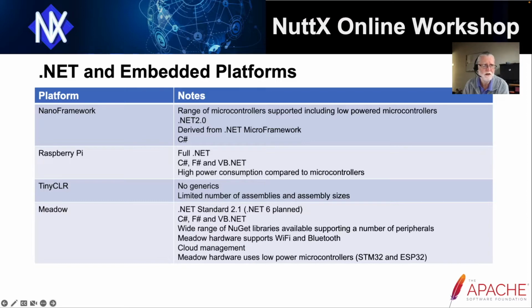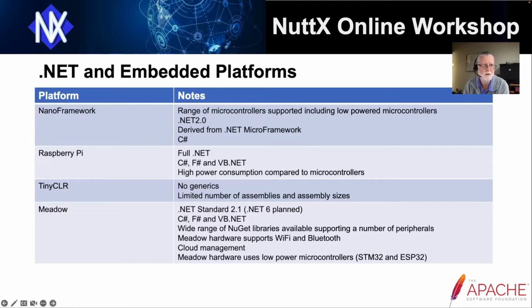Then if we have a look at the Raspberry Pi, so not a microcontroller but a single board computer, you do have full .NET available to you. You can develop in a language of your choice, C#, F#, VB. And because it's not a microcontroller, you get a higher power consumption because you're running a full operating system on a single board computer. There's also Tiny CLR. This is available but without things like generics in the language, and it's limited to the number of assemblies and assembly sizes that you can use.